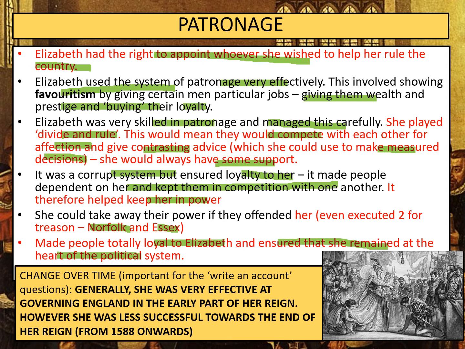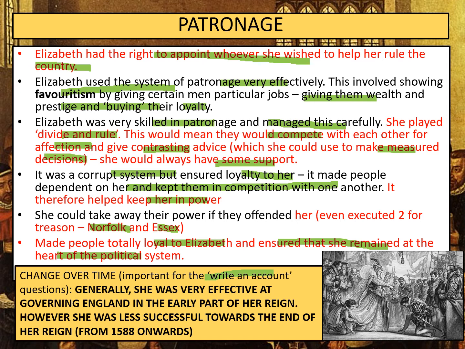Now, it's important to remember that for your exam on Elizabeth, there are 4 different question types, one of which is the write an account question, which would expect you to show knowledge of change over time. Remember that Elizabeth is ruling for 45 years, and therefore there is some change in how successful she was over time.